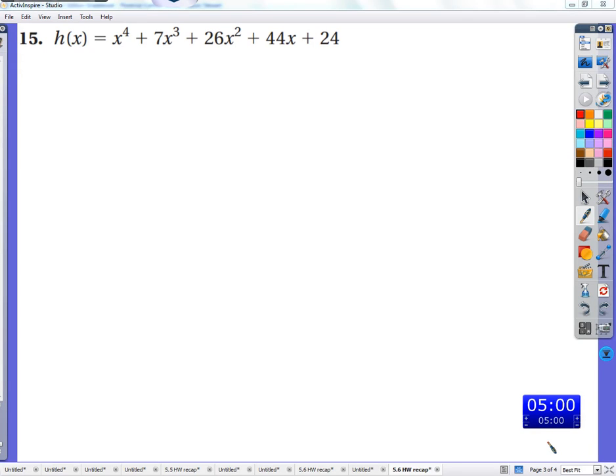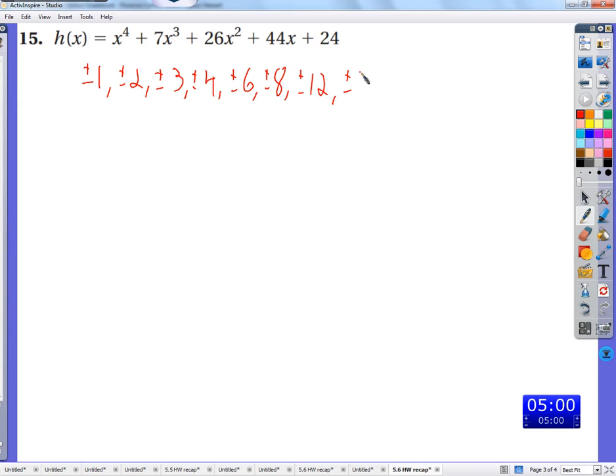So I ask you, with this polynomial, to find the zeros, so what's the first thing that you do? List the factors of 24, of the constant. Good. So those are 1, 2, 3, 4, 6, 8, 12, 24. Did I miss any?